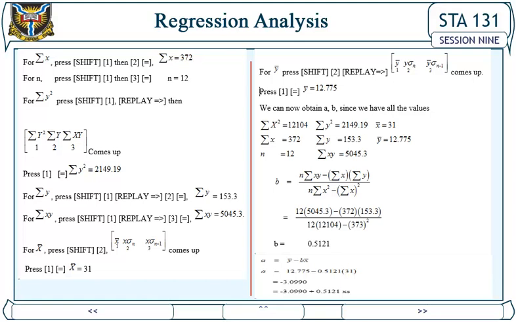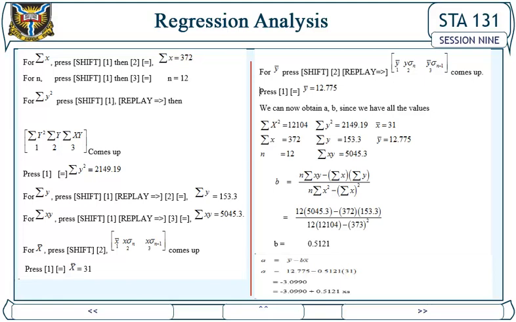For summation y squared, press shift 1, replay. Then the menu comes up. Press 1 is equal to. Summation y squared is equivalent to 2149.19. For summation y, press shift 1, replay, 2 is equal to. Summation y is equal to 153.3. For summation xy, press shift 1, replay, 3 is equal to. Summation xy is equal to 5045.3. Follow the steps. It continues like that.